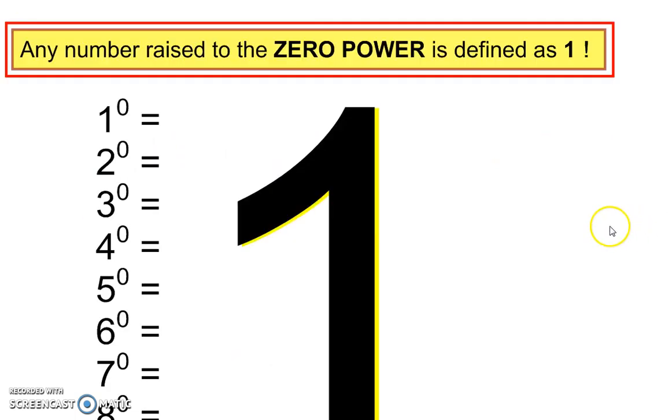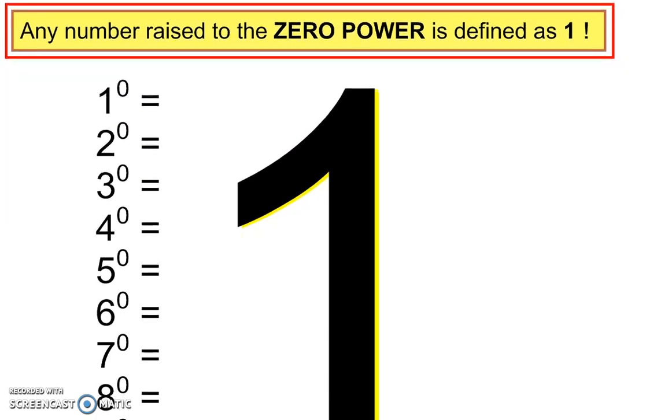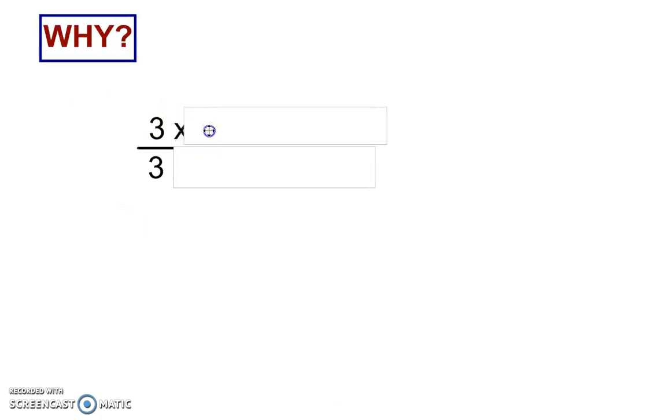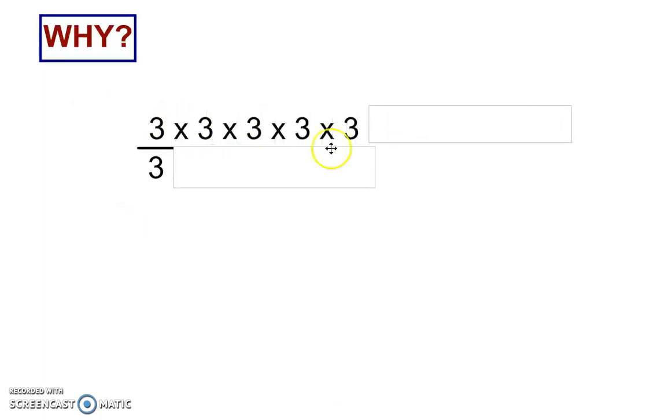So write this down in your notes. Any number raised to the 0 power is defined as 1. 1 to the 0 power is 1. 2 to the 0 power is 1. 3 to the 0 power is 1. 4 to the 0 power is 1. You get the idea. Write that down: anything to the 0 power is 1. Resist the temptation to say that is 0. It just means that 5 is used as a factor 0 times. Why is that? Remember, when we're canceling out, let's start with this.